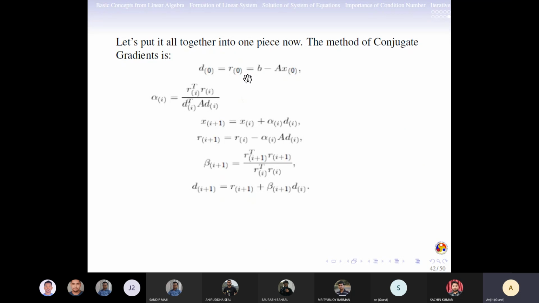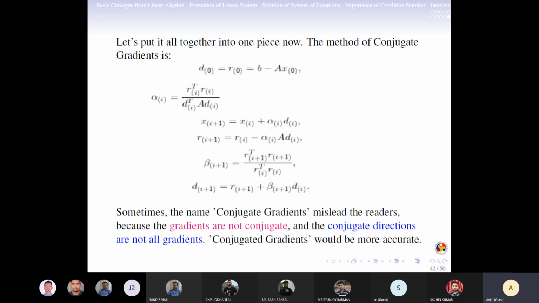First you start with the residual direction, and then you compute alpha i using that technique. Then your next iteration point x(i+1) will be in the direction of d_i scaled by alpha_i. Then again you compute the residual r(i+1), and you compute this coefficient by the conjugate Gram-Schmidt orthogonalization process. Once you get beta(i+1), you can use it to get the new direction d(i+1). In this way you can get the solutions.